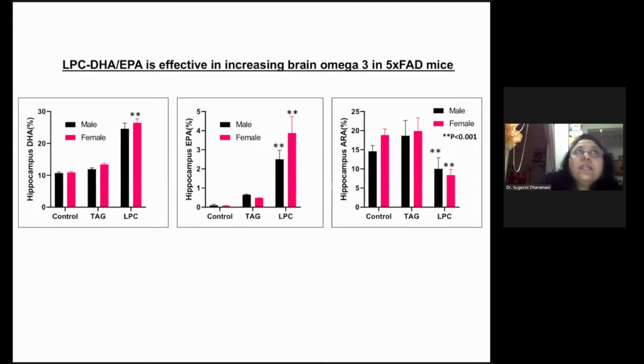We have studied not only the fatty acids of plasma and liver, we have studied the brain also. Our data of 5XFAD mice showed that the LPC omega-3 has significantly enriched the brain EPA and DHA levels. The DHA level was increased by 127%, whereas the EPA showed a 50-fold increase in 5XFAD mice fed LPC DHA as compared to TAG DHA.